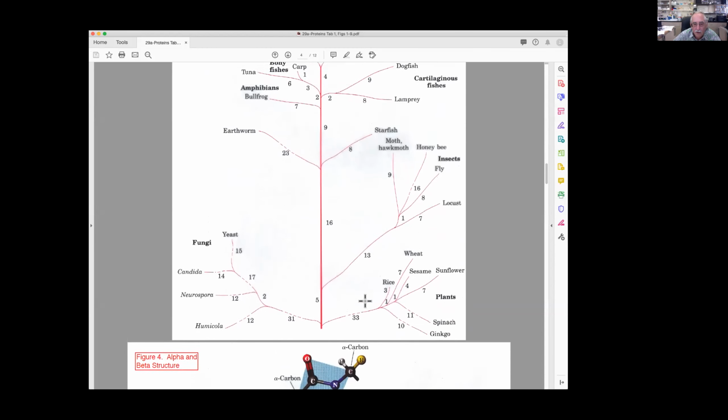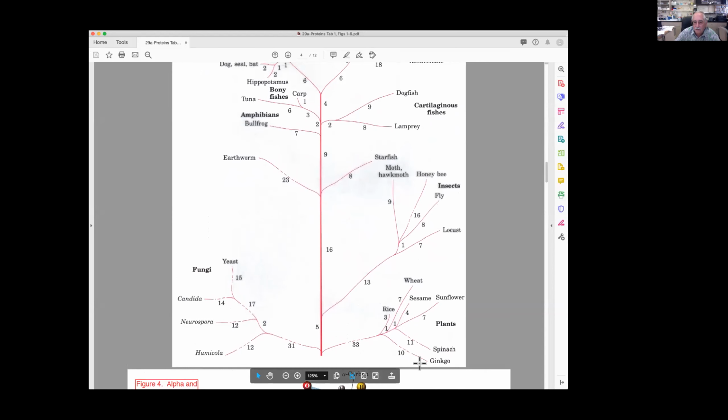Okay, so here we are over here. Here's ginkgo, here's spinach. So here's plants. Here's fungi. Here's insects. And so we can see that there is a split here between locusts and all these other things, insects in general. And then there was a split between the fly and the honeybee. And this is the amount of differences between amino acids in that one protein.